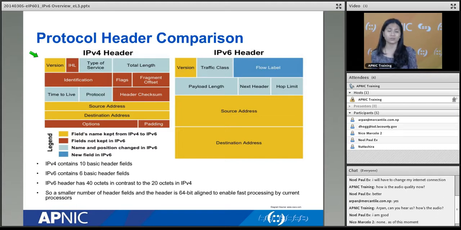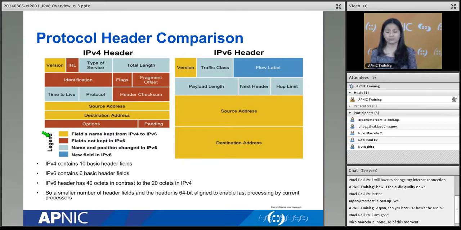So if you can see here, we have some color coding scheme that we've done. The ones that are in red, some of them are in yellow, blue, and dark blue there. So the corresponding ones from v4 to v6 have the same colors. So let's start off by looking at the yellow colored header fields. Yellow means fields that have been kept from IPv4 to IPv6. So essentially the functions and everything are the same from v4 to v6.